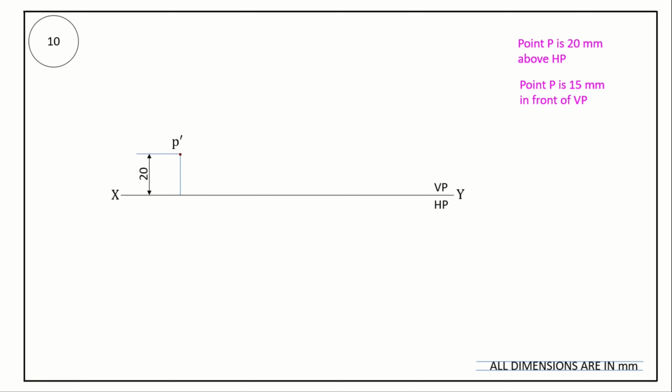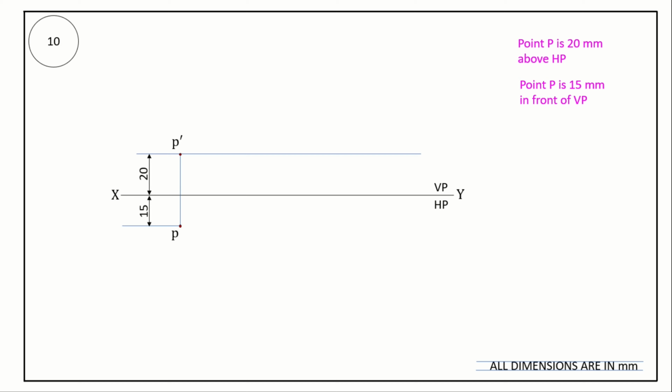Also it is given the point P is 15 mm in front of VP. So the top view of the point P is 15 mm below XY. Again from reference line measure 15 mm, mark the point P. This point P is 15 mm below XY. Here both the points P dash and P lie in the same projector.